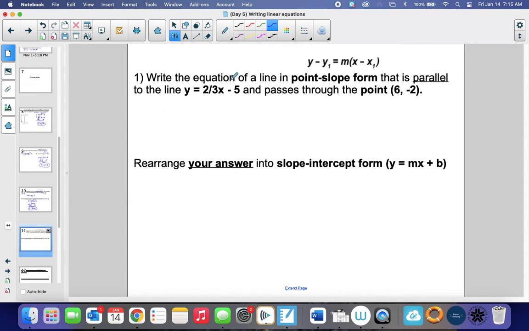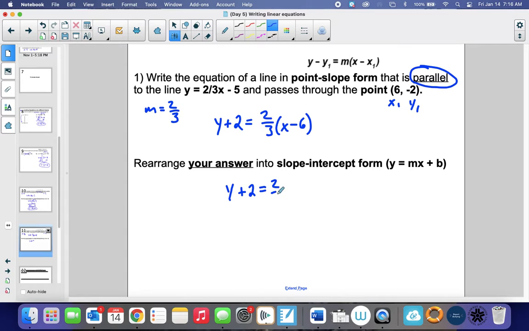All right, same thing again. Okay, parallel, same slope. We've got 2/3, x1, y1. I'm really sorry, I'm trying to get this video done before school starts, so that is why I'm rushing so much. So we've got y plus 2 equals same slope as 2/3, x minus 6. Then I'm going to take that and rearrange it into slope-intercept form.